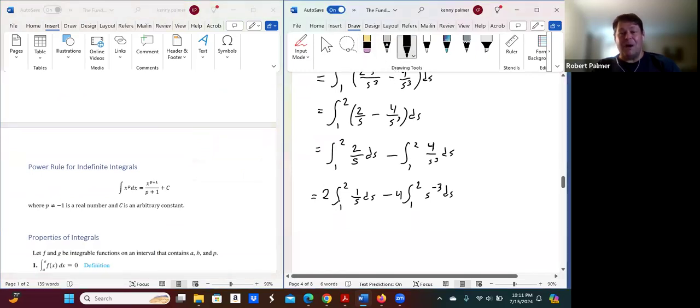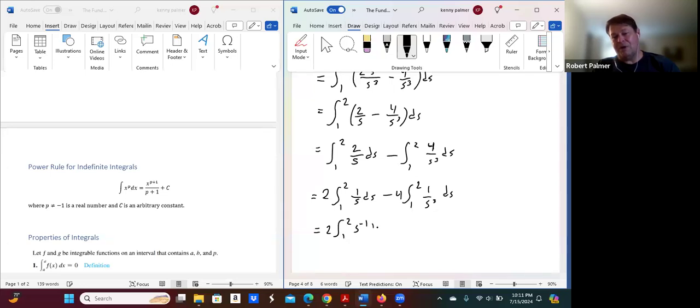This one doesn't fit the power rule. Remember, we said as long as... actually, let's do one more step. 1 over s cubed. And this is the same thing as 2, integral from 1 to 2, and I'll write this as s to negative 1. You don't have to, but make sure it's clear. And this one, once again, is s to the negative 3 ds.